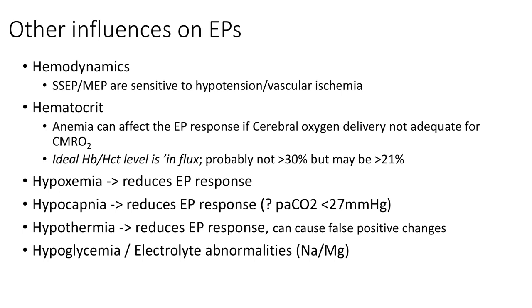Hypoxemia reduces the evoked potential response. Hypocapnia reduces the evoked potential response. Also here, the threshold is seen in your partial pressure of carbon dioxide; the threshold is probably around 28 millimeters mercury. Temperature affects it, and so do glucose levels and electrolytes, most importantly magnesium and sodium.